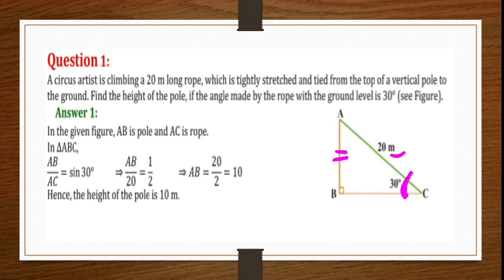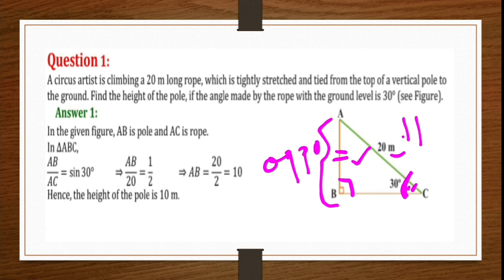So from the figure, since this pole AB and ground BC make 90 degree to each other, you can say that this ABC triangle is a right angle triangle. You have to find the value of AB, right? That means if you consider this 30 degree as acute angle, this is the opposite side and this one is the hypotenuse. The value of hypotenuse is given and you have to find the value of the opposite side.